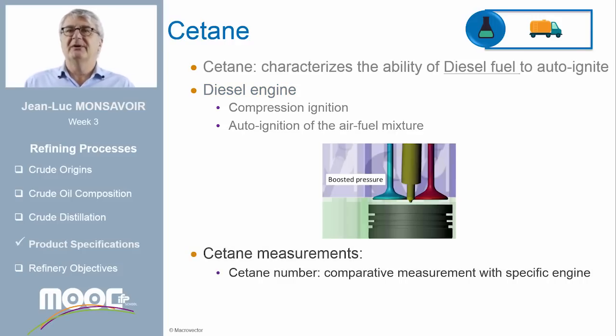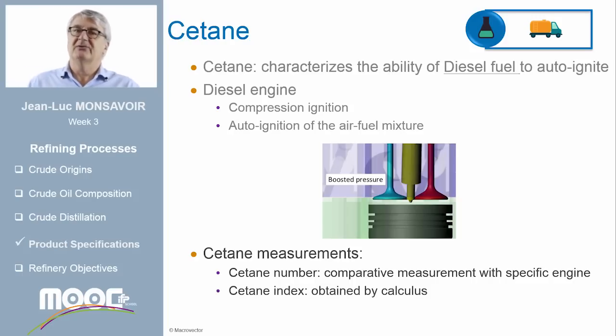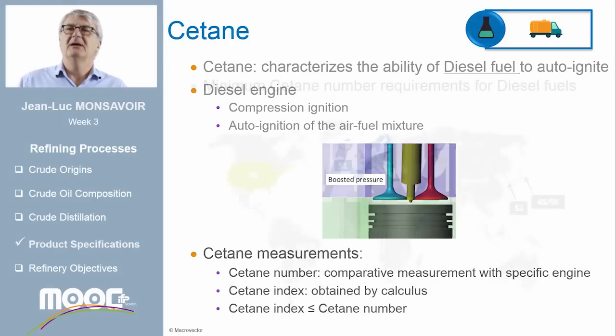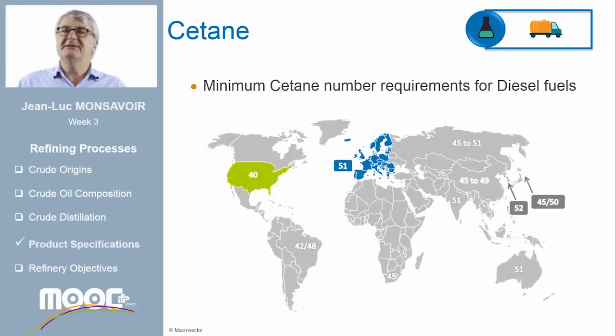Two types of cetane requirements exist. The cetane number, which is measured in a specific engine, like the octane number, and the cetane index, obtained by calculus. The cetane index is always lower than the cetane number. On this map, the minimum cetane number requirements are presented for several countries. You can see that the limits are very different all over the world.